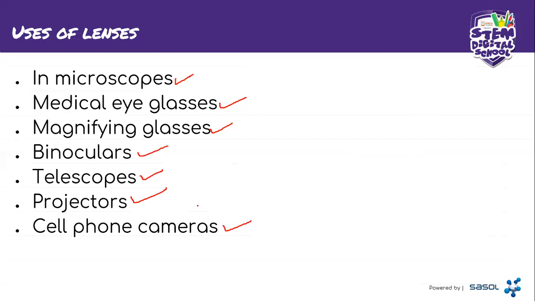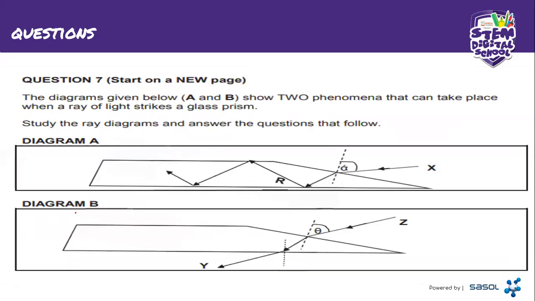So that really brings us to the end of the main theory for today. And we have actually done 98% of the work, except that tomorrow we will be literally drawing the images that are going to be formed. Now, let us do a question. And this question encompasses what we have learned for the week. The diagrams given below, A and B, show two phenomena that can take place when a ray of light strikes a glass prism. Study the ray diagrams and answer the questions that follow.